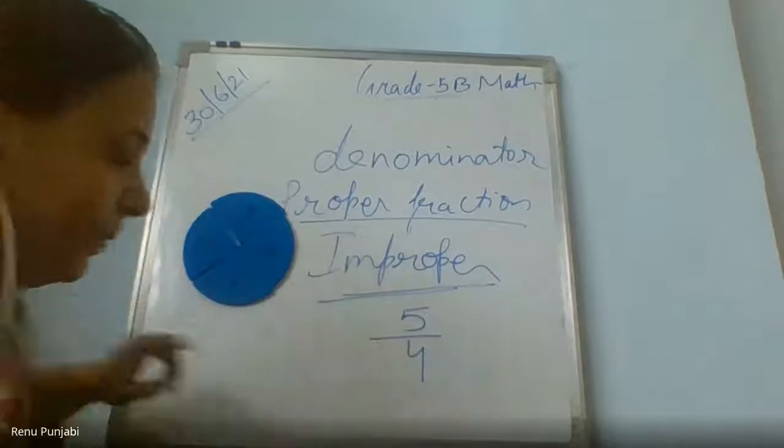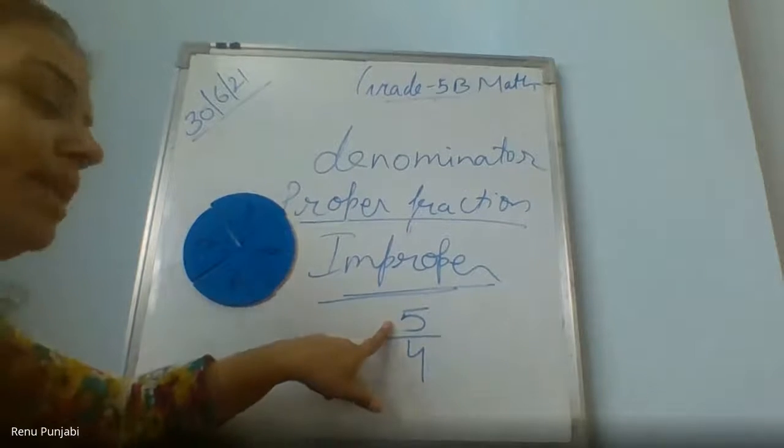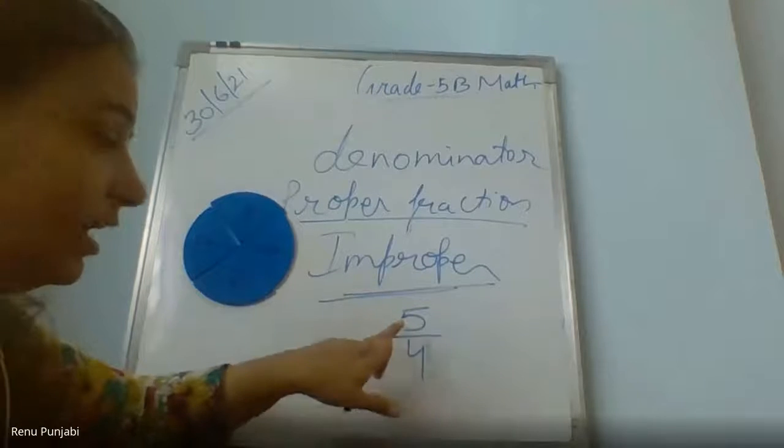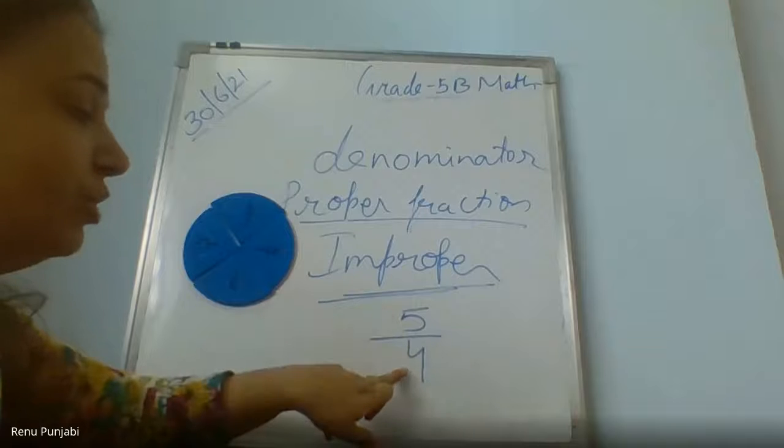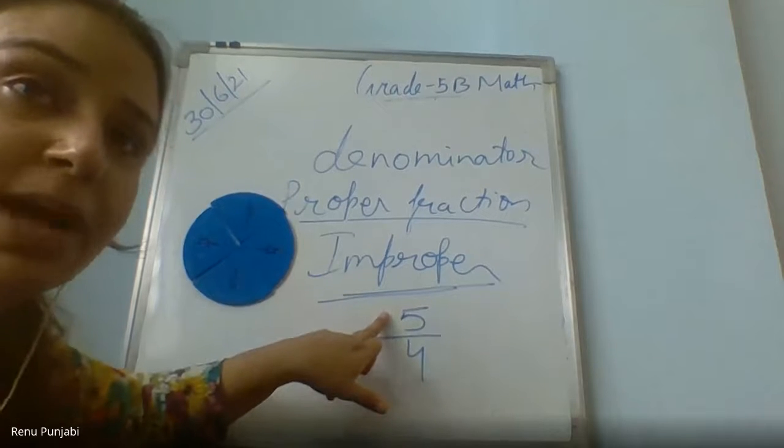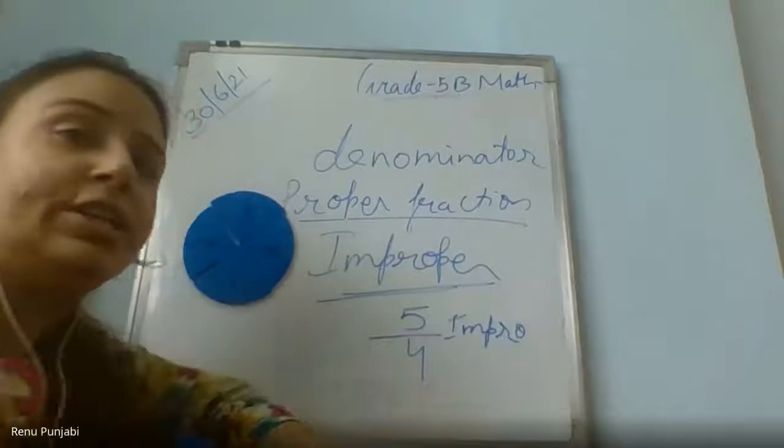5/4. अब ये proper लग रहा है कि 4 में से आप 5 parts कर सकते हो? No. आपने 4 parts किए किसी के. Will it be possible out of the total 4 to give 5 parts to anyone? No, ma'am. Not a proper fraction. So this is not proper.